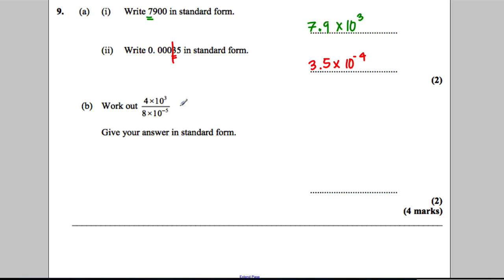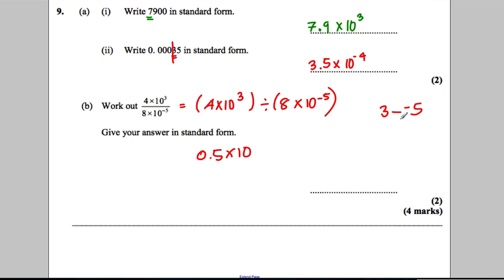Now this one, I'd write it as a division. I'd write that as 4 multiplied by 10 to the 3 divided by 8 multiplied by 10 to the negative 5. Now 4 divided by 8, don't say that's 2, it's the smaller divided by the bigger. 4 divided by 8 is a half, so 0.5 times 10. 3 take away negative 5, because we're dividing, 3 take away negative 5 would be 3 plus 5, which would be 8. So we'd have that.